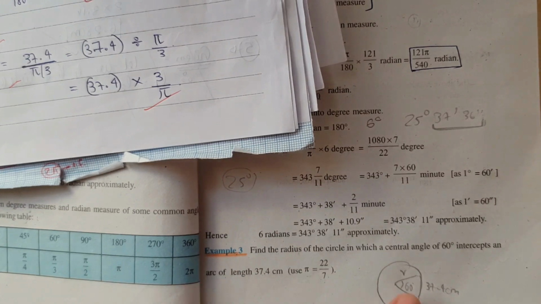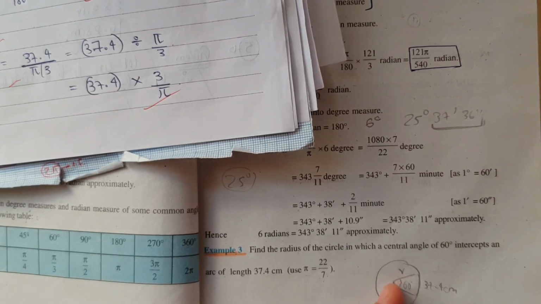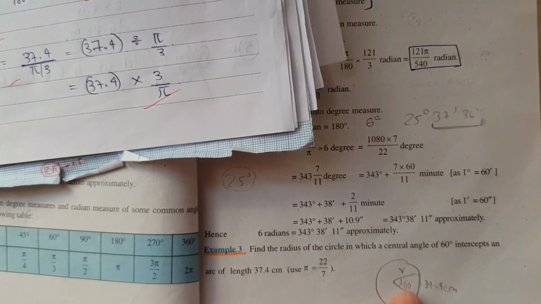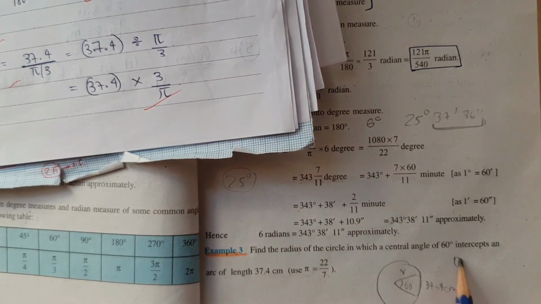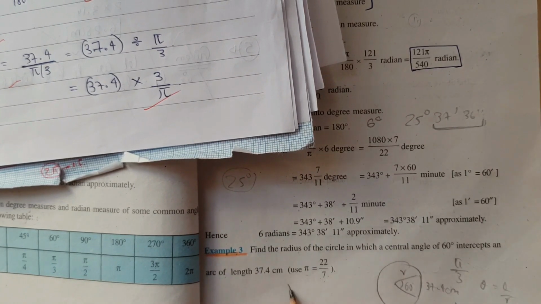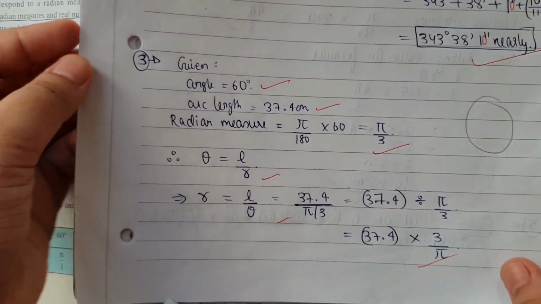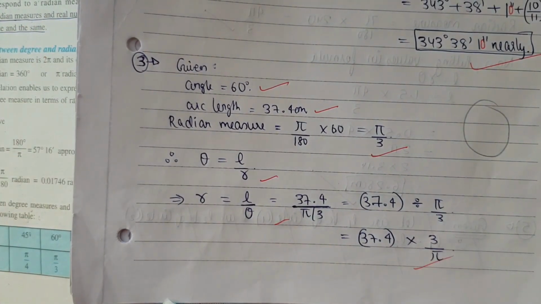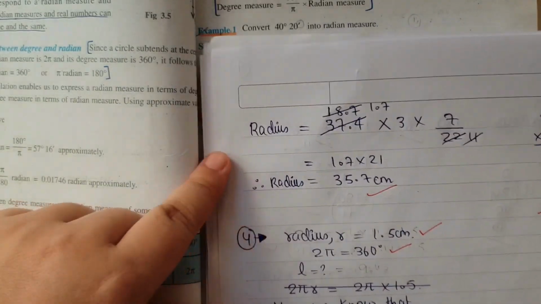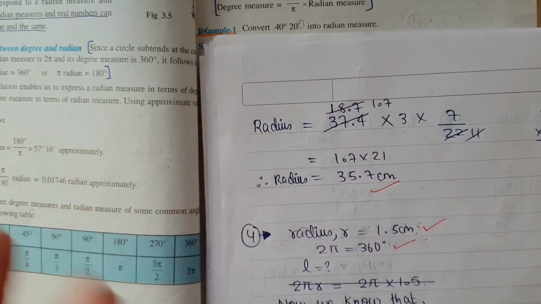Now you know the angle is always in radians. I first convert the angle given in degrees to radians. So you know 60 degrees is nothing but pi/3, isn't it? And the formula is theta is equal to L/R. So R is going to be equal to L/theta, which is going to be equal to 37.4 divided by pi/3. And on doing so, step by step, I'm just going to put in the value and go on solving it. And now you can see how I've done here. Very simple, putting in the value and getting the answer.